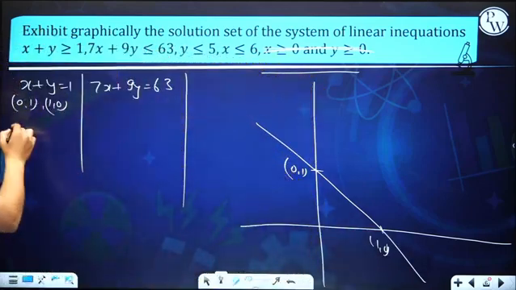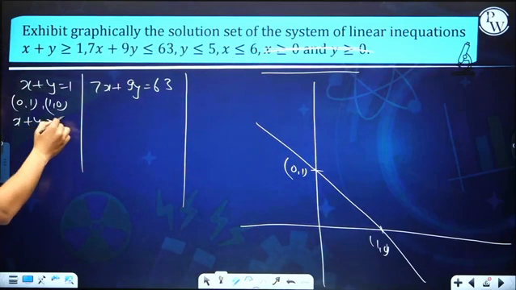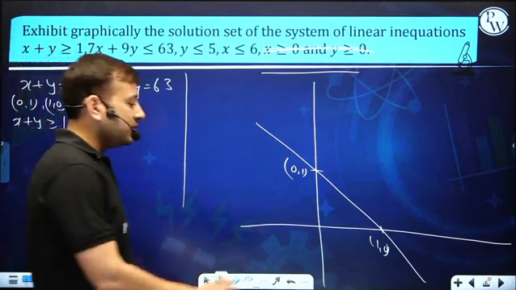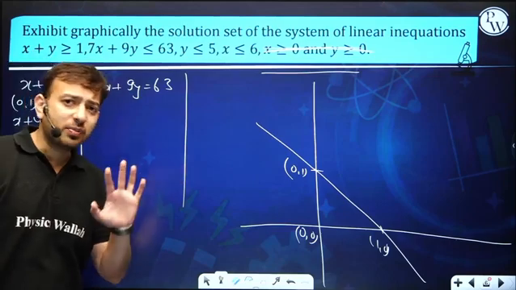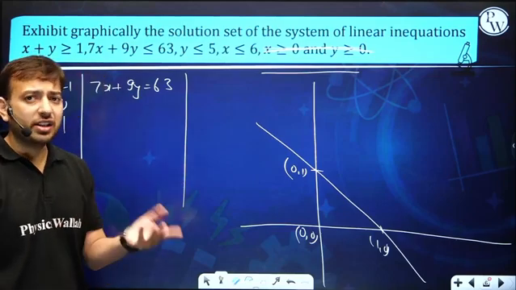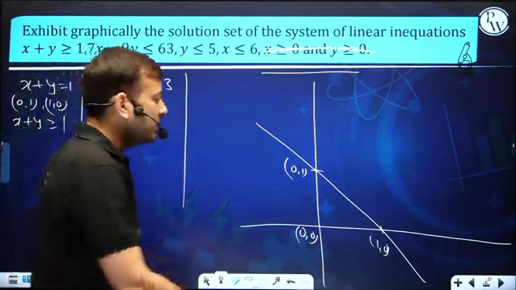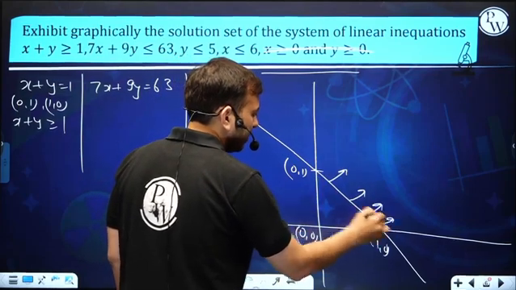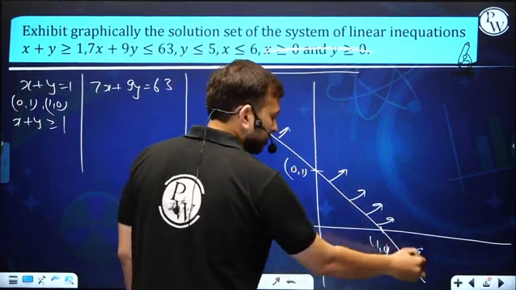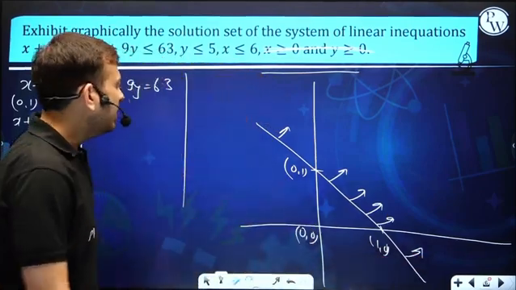But I need x plus y greater than 1. So put 0 comma 0. I will get 0 greater than 1. Is it possible, sir? Can 0 be greater than 1? No. So that means my answer is above this. Okay, one line done.